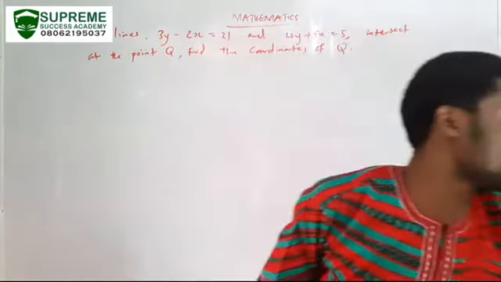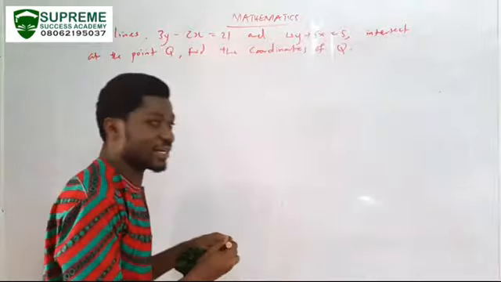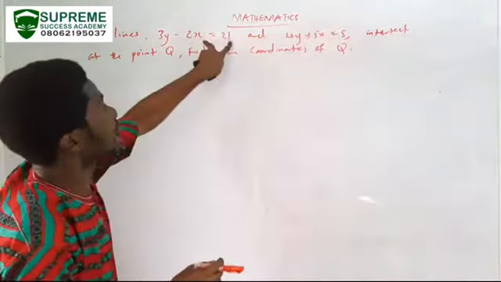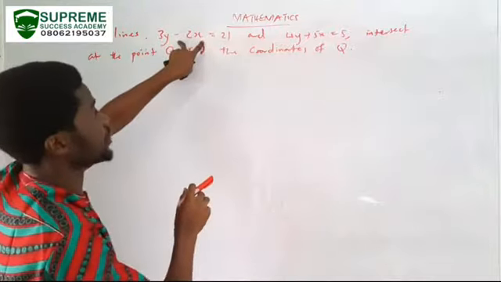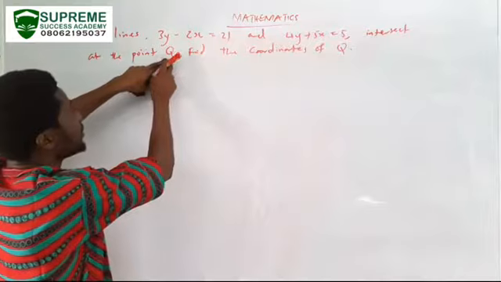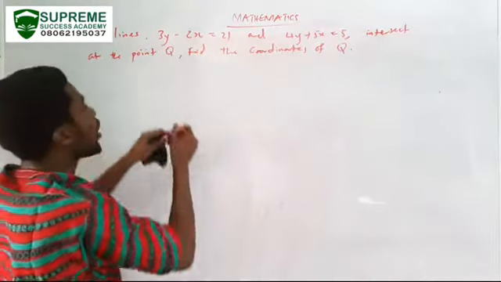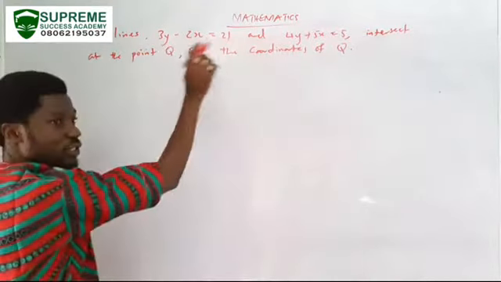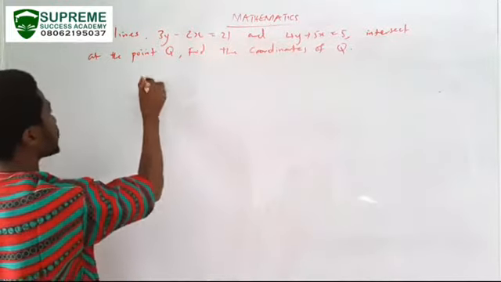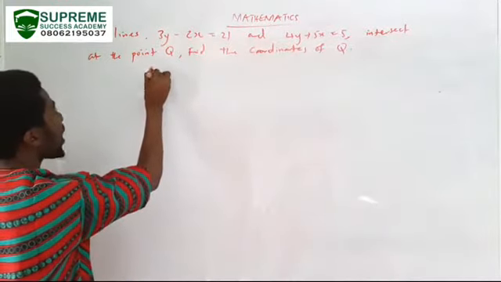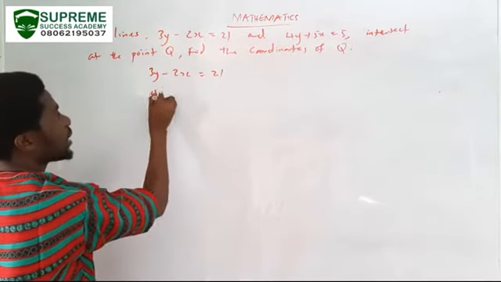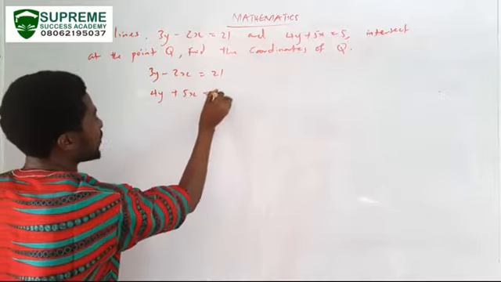So from this method, they plotted a graph. Another thing is that these are two lines. Don't forget, that's from the equation of a straight line. These are another equation of a straight line. So they say the two of them intersected at this point Q. What does that imply? Using the first method, the general mathematics method which I mentioned, I have 3y minus 2x equals 21 and 4y plus 5x equals 5.